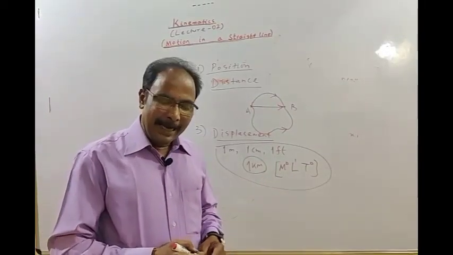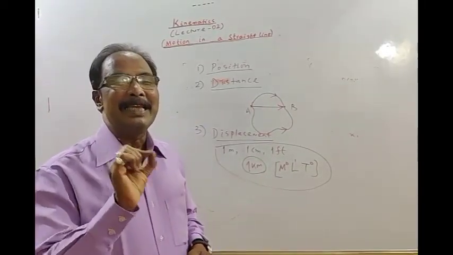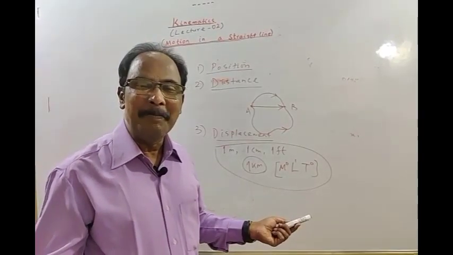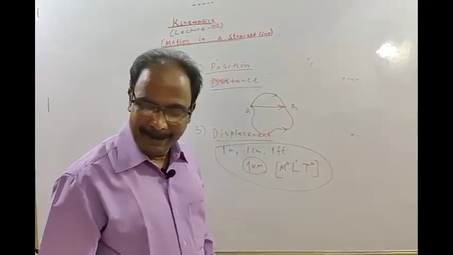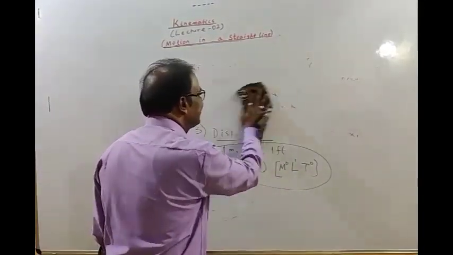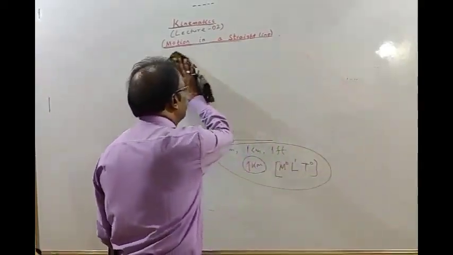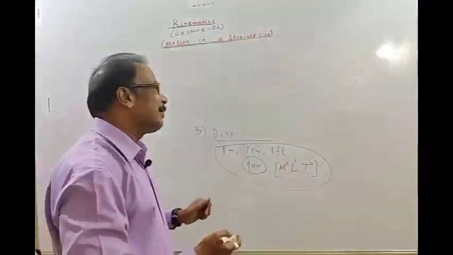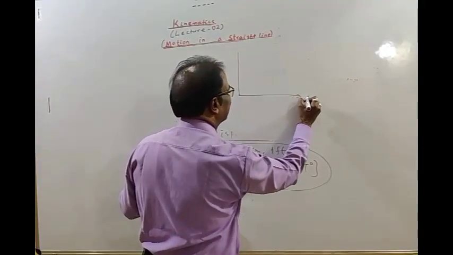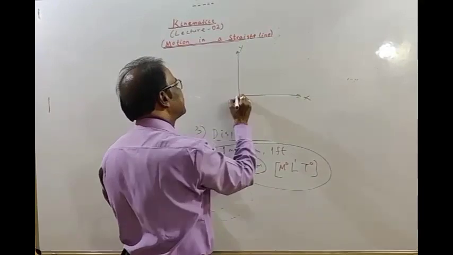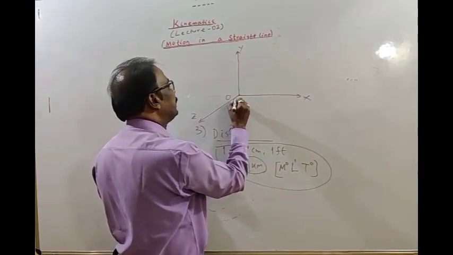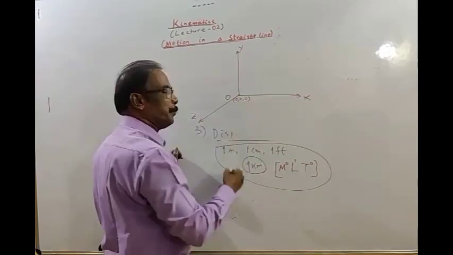Okay, displacement is the change in position vector. Let's clarify how displacement is the change in position vector. Let's consider Cartesian coordinates. This is the origin, this is the x-axis, this is the y-axis, and this is the z-axis in space. The coordinates of the origin are 0, 0, 0.